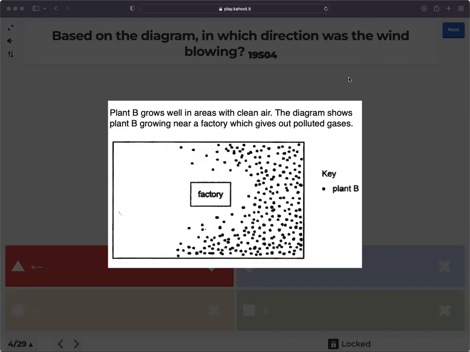Okay, next question. So all of you understand this question now. Why is the wind blowing to the left? Because the factory produces polluted air. So if the wind blows to the left, the left side will have polluted air. Then that is where plant B will not grow. So the remaining places are where plant B will grow. Is that clear? Okay, let's continue.